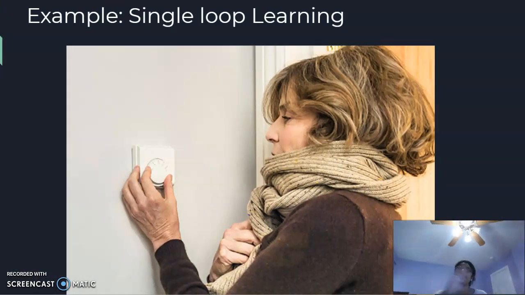So this is a very easy, basic example of what single loop learning would be. Our example here is a thermostat. If the room gets too hot, then the AC turns on. And if the room gets too cold, then the heat will kick in. And that's it. We're not thinking about why the room is getting so hot or so cold. We're not addressing the root cause, but we are fixing the situation: if the room is too hot, we'll just turn on the AC, and if the room is too cold, we'll just kick in the heat.